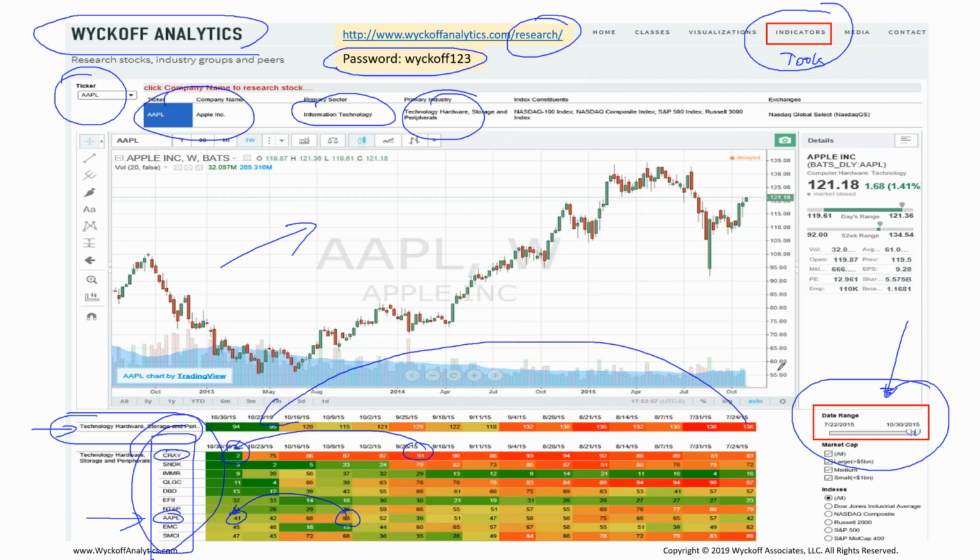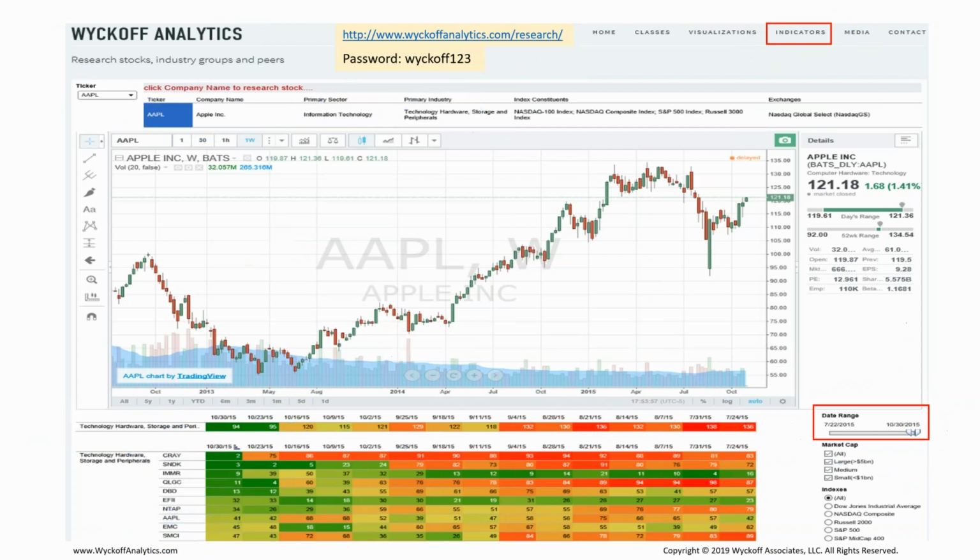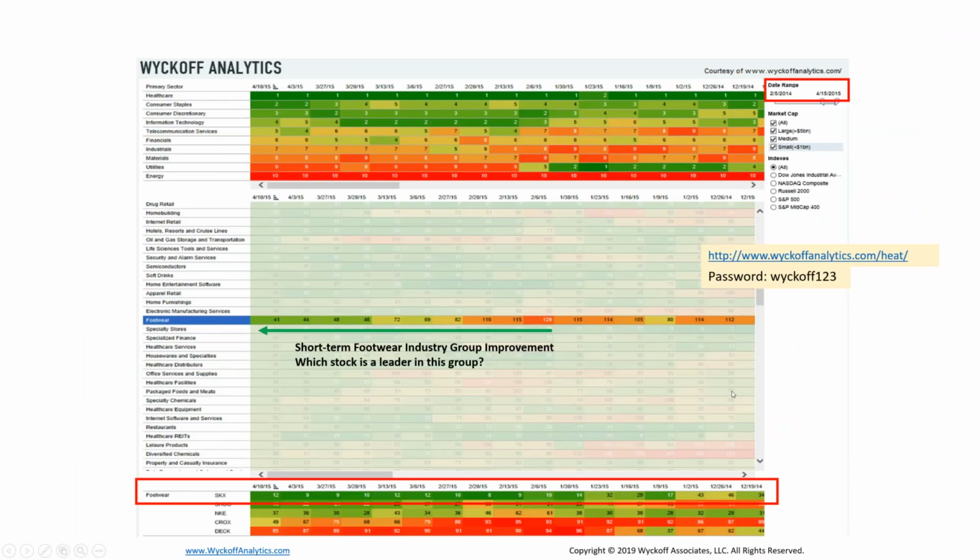Maybe there are some better candidates that were available at that point of time. So use this page. It's updated each Friday, and please keep this access confidential. There is another page under the same tools navigational pattern. It's called the heat map. So we've talked about the heat map.